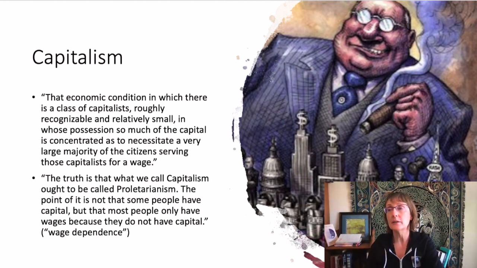And this is what Chesterton objects to, that the vast majority of people are dependent on wages, which means that they actually serve these few capitalists who really control everything because they control most of the property. For him, apparently, this is an injustice, and it's kind of ugly, okay?